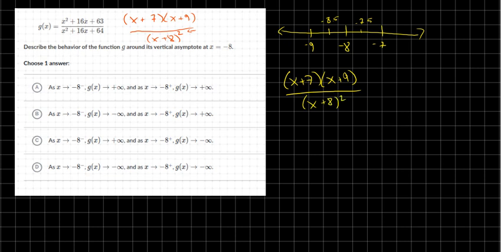Okay, and I'm going to start with x is equal to negative 8.5. If x is equal to negative 8.5, negative 8.5 plus 7 is negative, plus 9 is positive, plus 8 is negative, but it's squared, so that's going to be positive. So I'm going to end up with a negative number here. So x is going to be approaching negative 8 from the negative side, and what's our function? G of x is going to approach negative infinity.